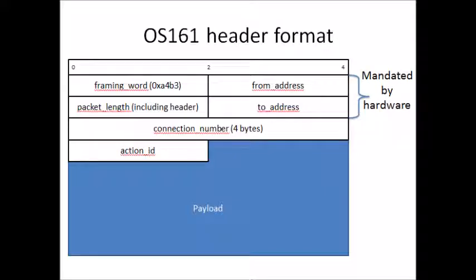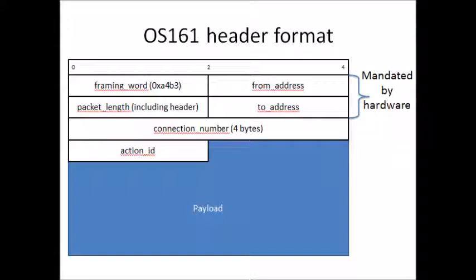Let's talk about the OS161 header. The first 4 fields are mandated by the virtual machine. The first is a framing word to ensure this is a well-formatted packet. The from address is the OS161 of the sending OS. The to address was supposed to be another OS161 number because the fake network support from the virtual machine was intended to pass messages between OS161s. However, we just define a special address to indicate the rest of the internet. Finally, the packet length is just the length of the packet.